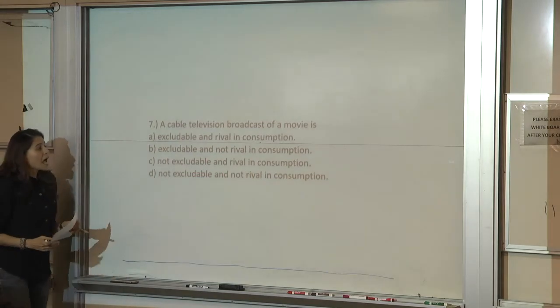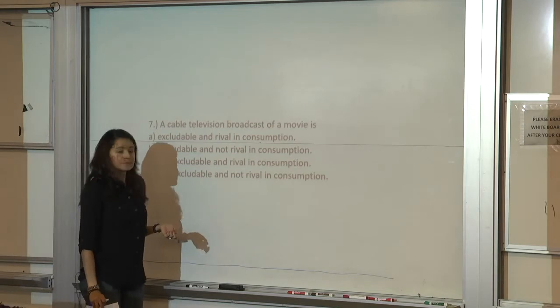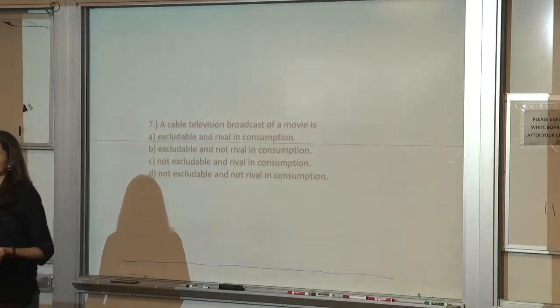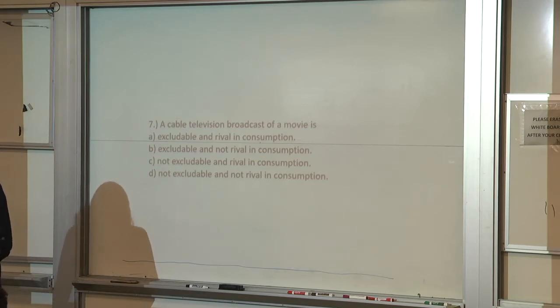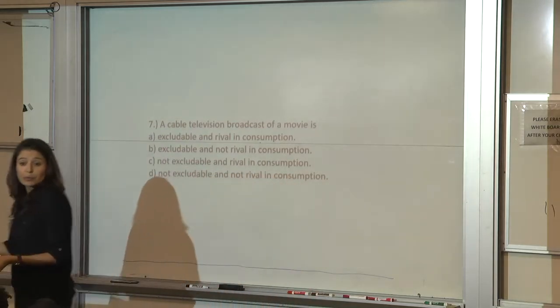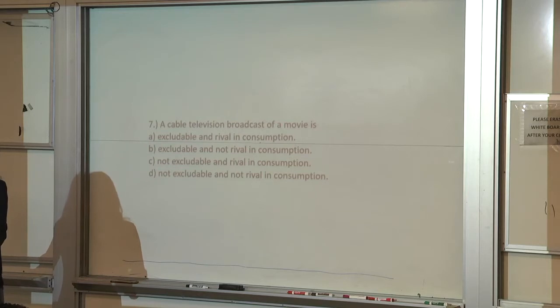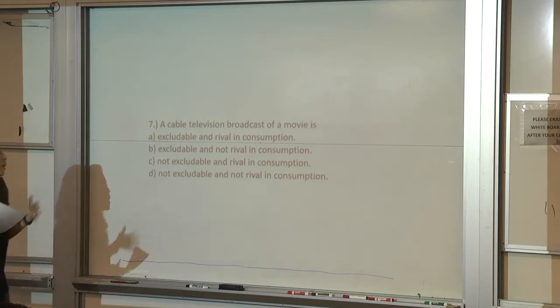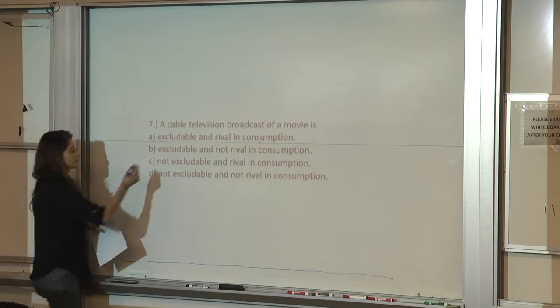Question 7. A cable television broadcast of a movie is. So what happens with cable television? Cable is something that you have to pay for. Some people don't get it because some people don't pay for it, okay? When you have a good that you have to pay for, it is a good that is excludable, right? You, in general, don't have to pay a ticket to go to Central Park. So Central Park is not excludable. Central Park is a public good that is not excludable. So cable television is excludable.